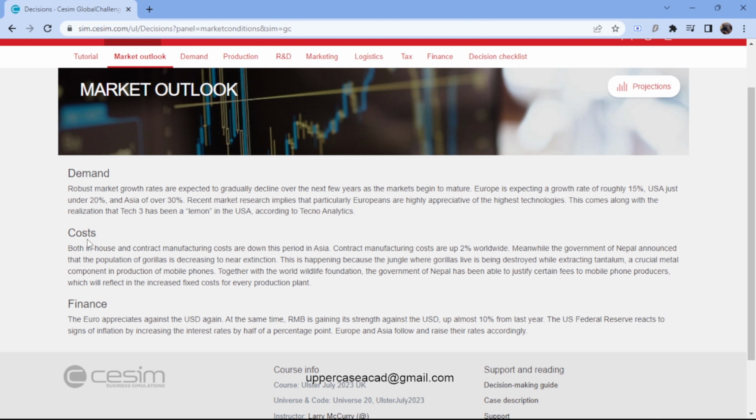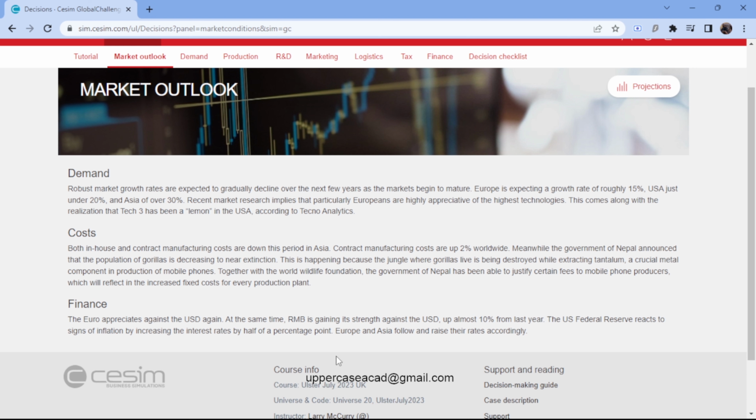Then in terms of costs, here we should understand the production cost and the environmental impact of our decisions. If you look at the information here, we know that the in-house and the contract manufacturing cost in Asia are down this period, and we should consider shifting some production activities to leverage these cost advantages. Also, we should be aware of the increasing cost due to the fees imposed by the Nepalese government and the Wildlife Foundation, because the Wildlife Foundation is imposing some fees to protect gorillas in the jungle, and these fees will affect our fixed costs.